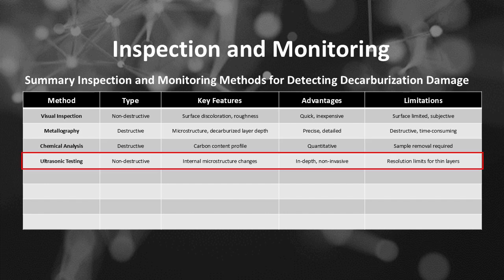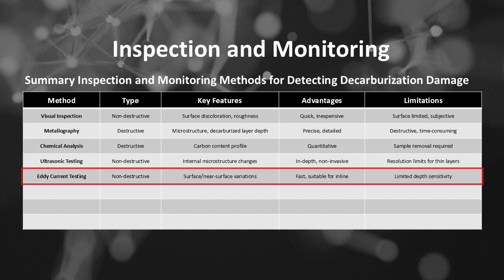If the method in use is ultrasonic testing, the type is non-destructive, the key features are internal microstructure changes, the advantages are that it is in-depth and non-invasive, and the limitation is resolution limits for thin layers. If the method is eddy current testing, the type is non-destructive, the key features are surface or near-surface variations, the advantages are that it is fast and suitable for inline use, and the limitation is limited depth sensitivity.